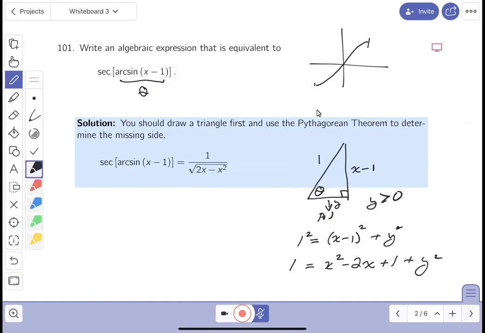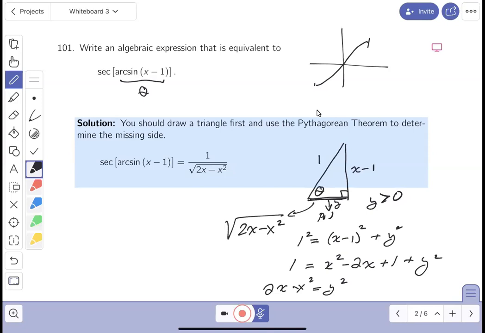I'm going to solve for y squared now, right? And what would you get? 2x minus x squared. But again, remember y is positive. I didn't know whether y would be plus or minus, but now I know what it is. And this side over here is going to be the root of 2x minus x squared.